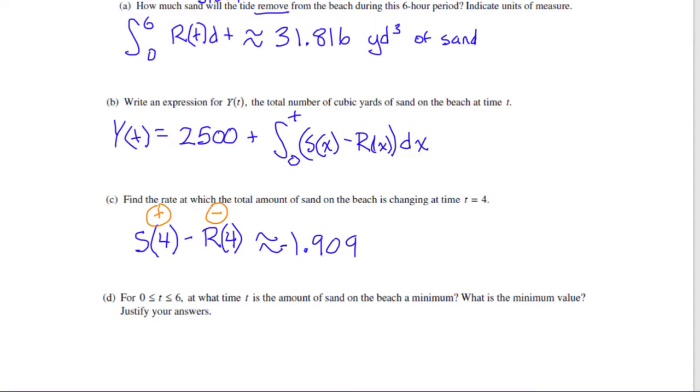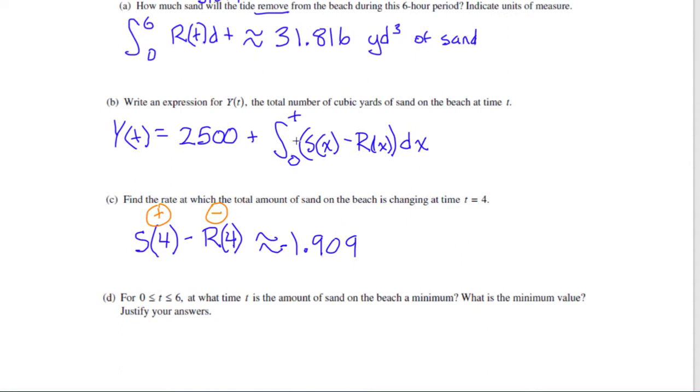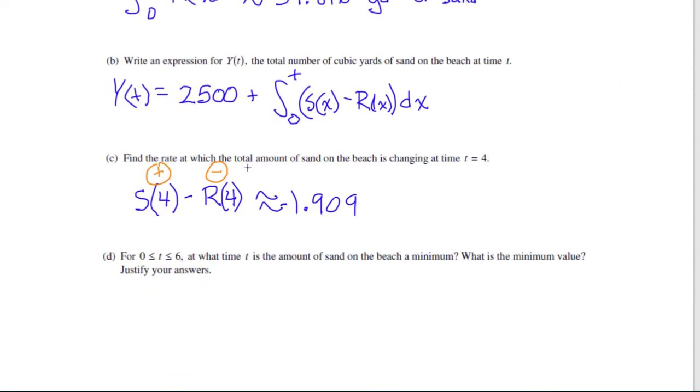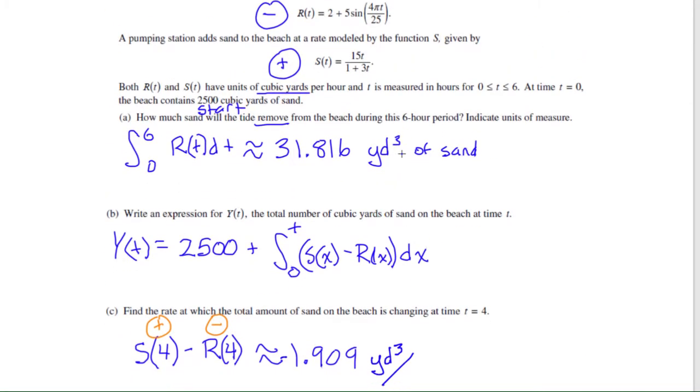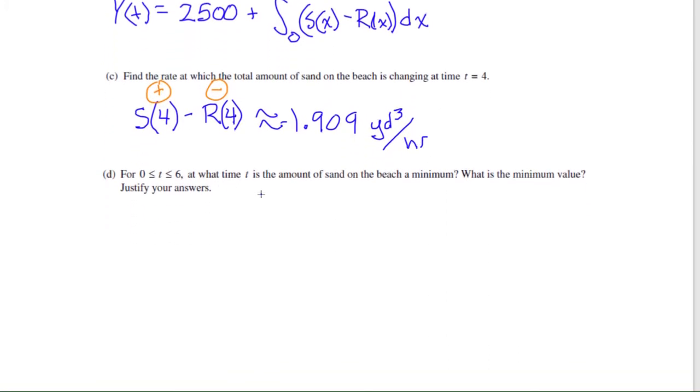And then how to score yourself? You just need to get the answer correct. Does it say units? It doesn't say to have units, but you should just always include units. This is the rate, so this should be in yards cubed per time. What is our time? Is it minutes, hour? Okay, per hour. And then finally for part D, at what time T are we looking for a minimum?